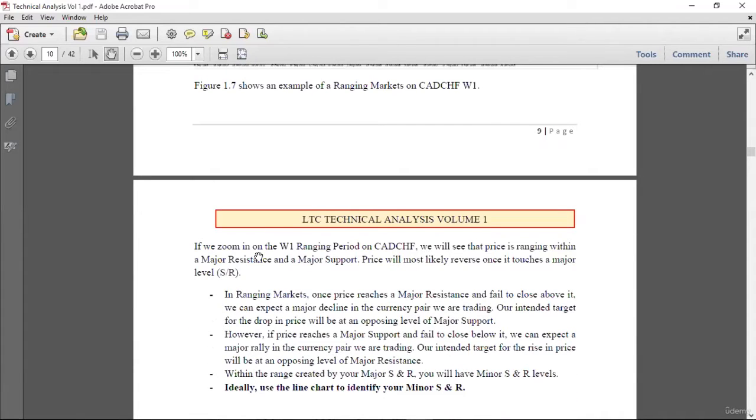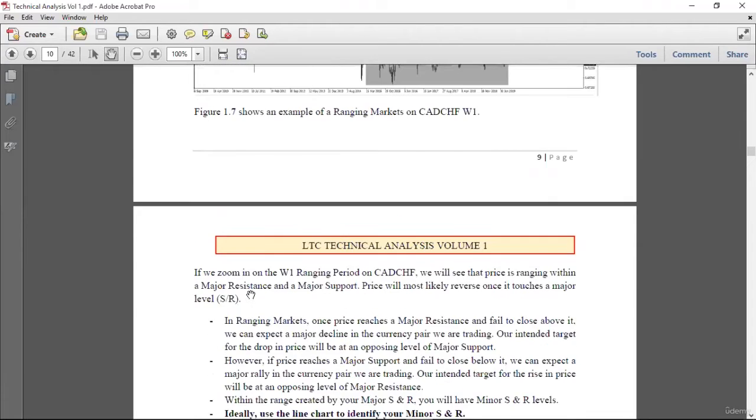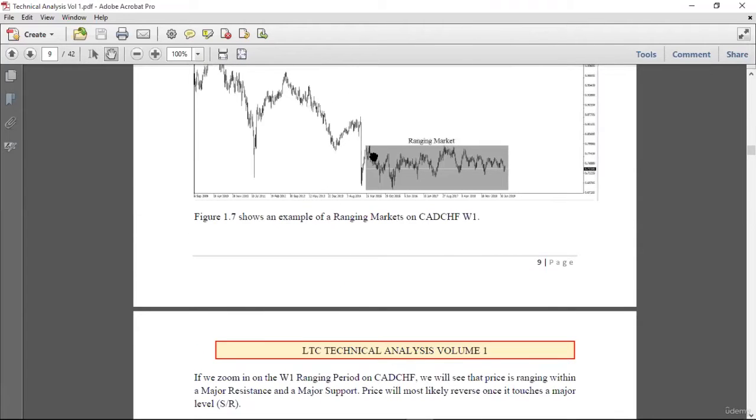If we zoom in on the weekly ranging period on CAD CHF, we will see that price is ranging within a major resistance and a major support. Price will most likely reverse once it touches a major level, either a level of support or a level of resistance. So it will most likely react to these points here at the top, or you have these ones, the smaller ones here.